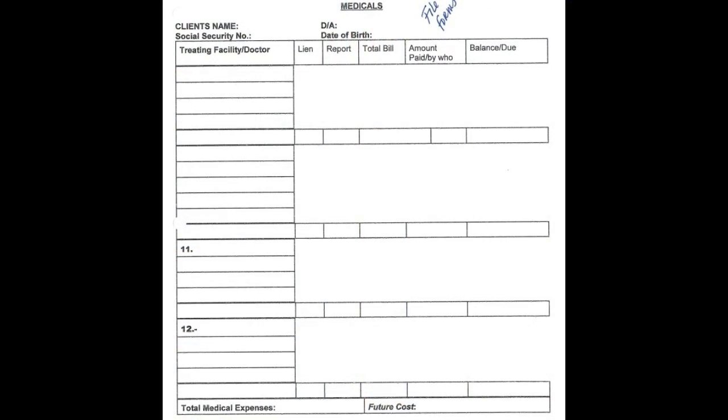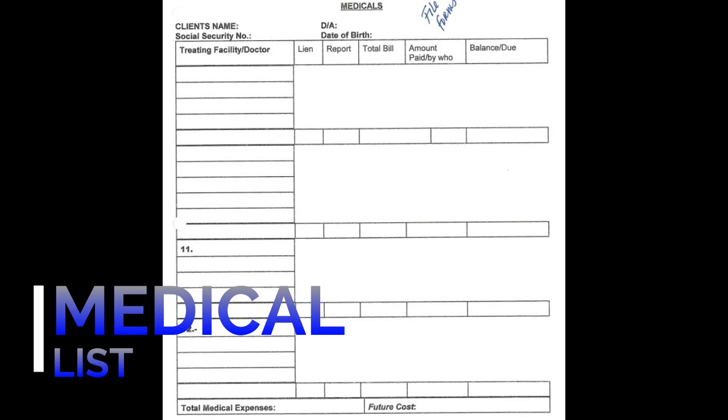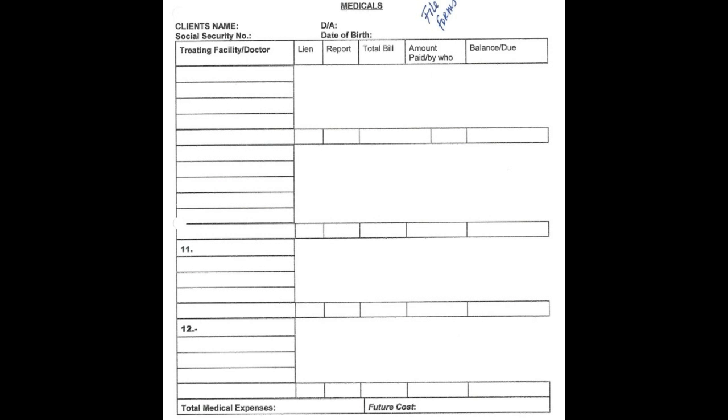Now I'm going to show you a better picture of the client's medical list. So now you see the client's name, the date of accident, social security number, date of birth. This is very important to have in the file because every time the adjuster calls, she or he will ask this information over and over again. So you want to have it handy. On your left side, it's going to say treating facility, name, address, and phone number. That's what you need to put there.